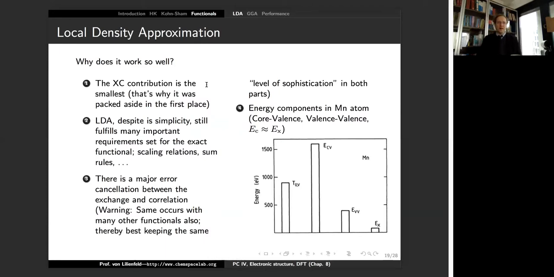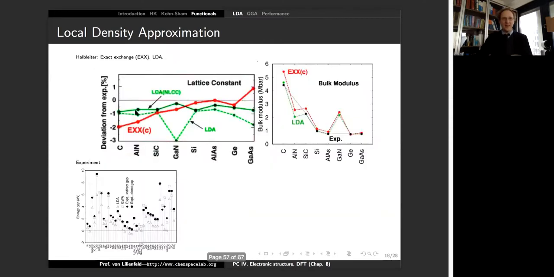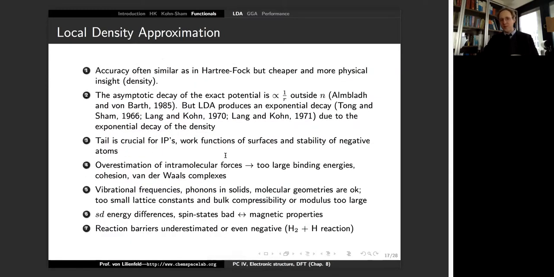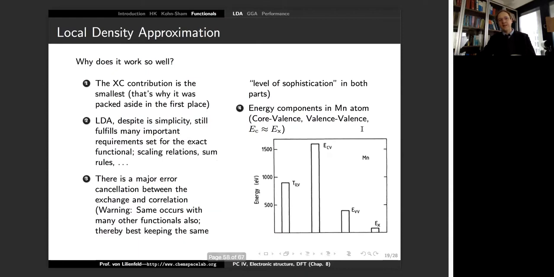Now, why does it work so well? Well, these are a selection of properties where LDA works well, right? We discussed properties where it doesn't work so well here. Now, why does it work so well for these cases? First of all, this exchange correlation contribution is the smallest. Right? So our original idea to put the dirt under the rug, right, was also meant to say, look, this is the smallest part. We would expect this to contribute the least. So trends might be right.